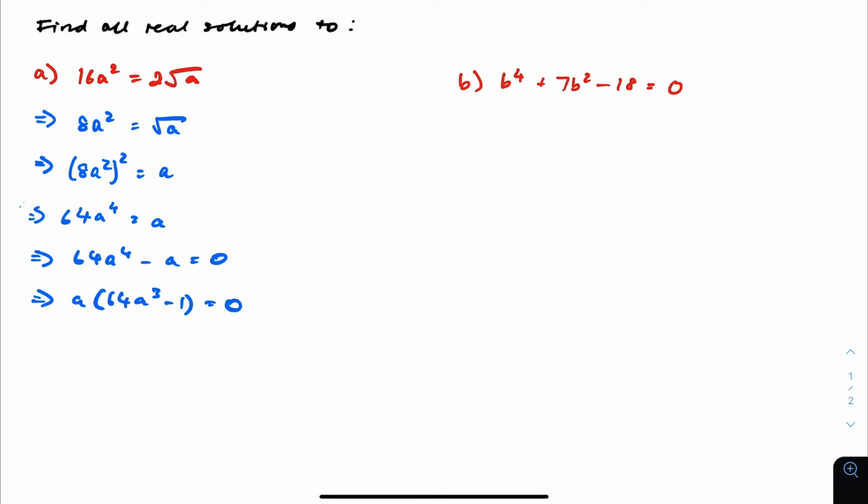It's important that we don't divide by a, because if we divide by a, we lose the solution where a is equal to 0. So our solutions are a is equal to 0, and then the other one is when 64a cubed minus 1 equals 0.